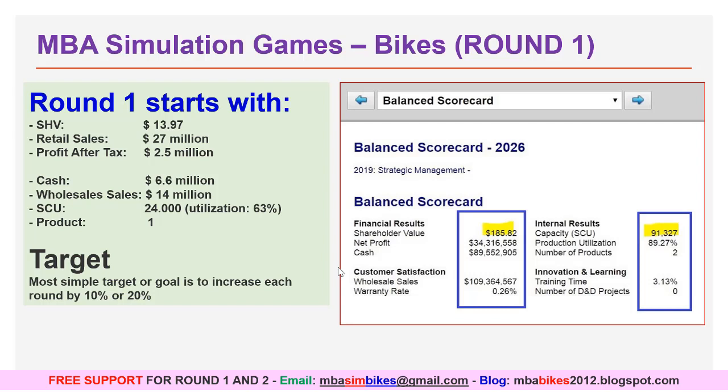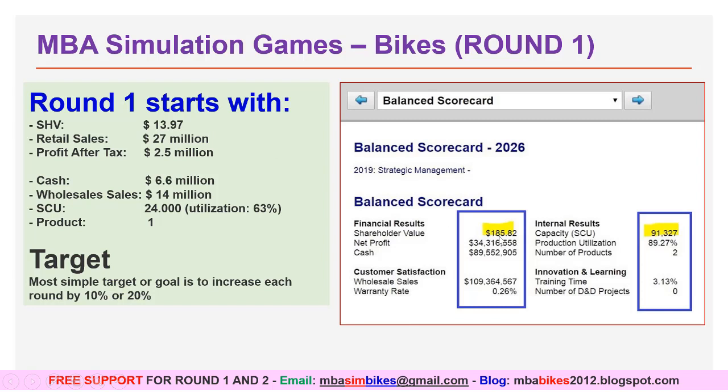SCU with 24,000 with utilization of 63, and now we know from the manual that around 80% of SCU is the most effective, right? On the right hand side you can see the sample balance scorecard in 2016 and 2026. It is a final round around 8. We can get a very high with the price strategy in long term.